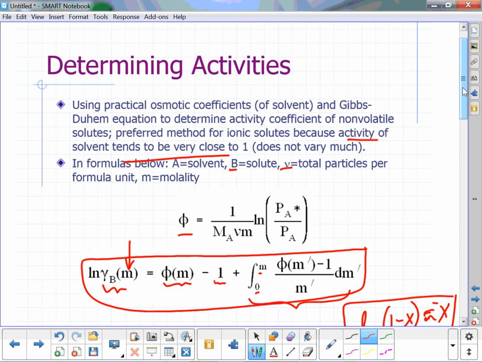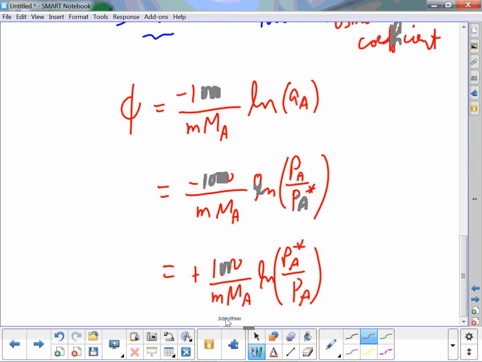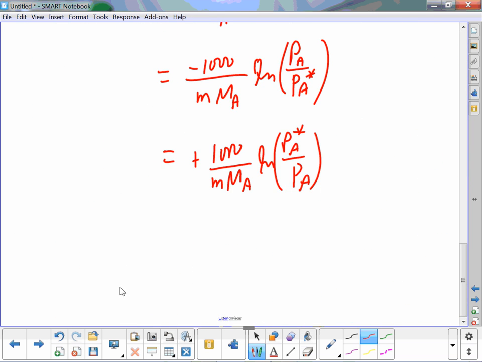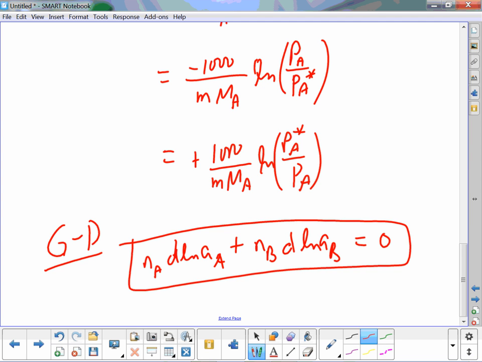So let's see where that comes from in terms of the Gibbs-Duhem equation. Okay, so let's continue down here. Your Gibbs-Duhem equation says N sub A times d of ln activity of A, plus N sub B times the differential of natural log of activity of B, must be equal to 0. So let's start with that.